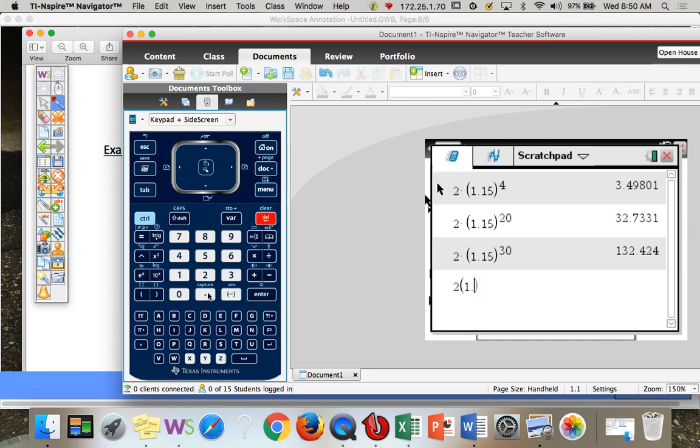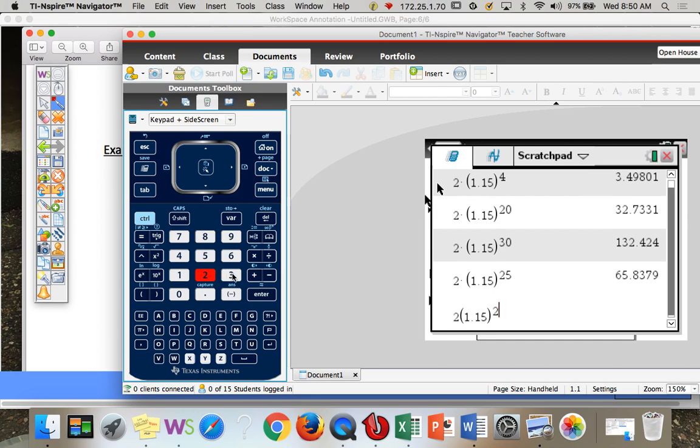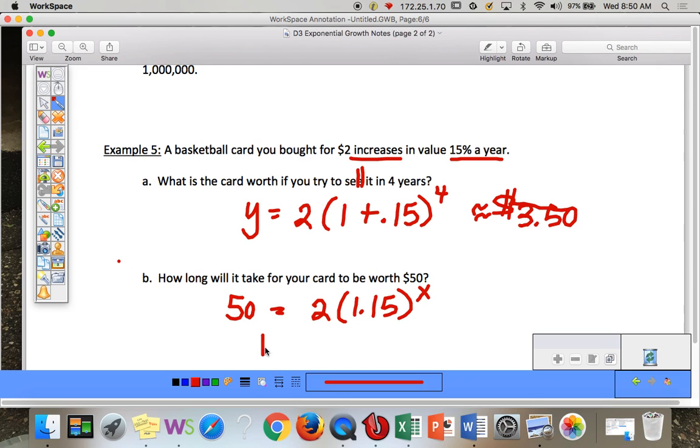So again, we're using guess and check to figure out how close we can get to 50. Even closer. Let's try 23. Okay, so I'm going to say about 23 years, because if you round up, so between 23 to 24 years.